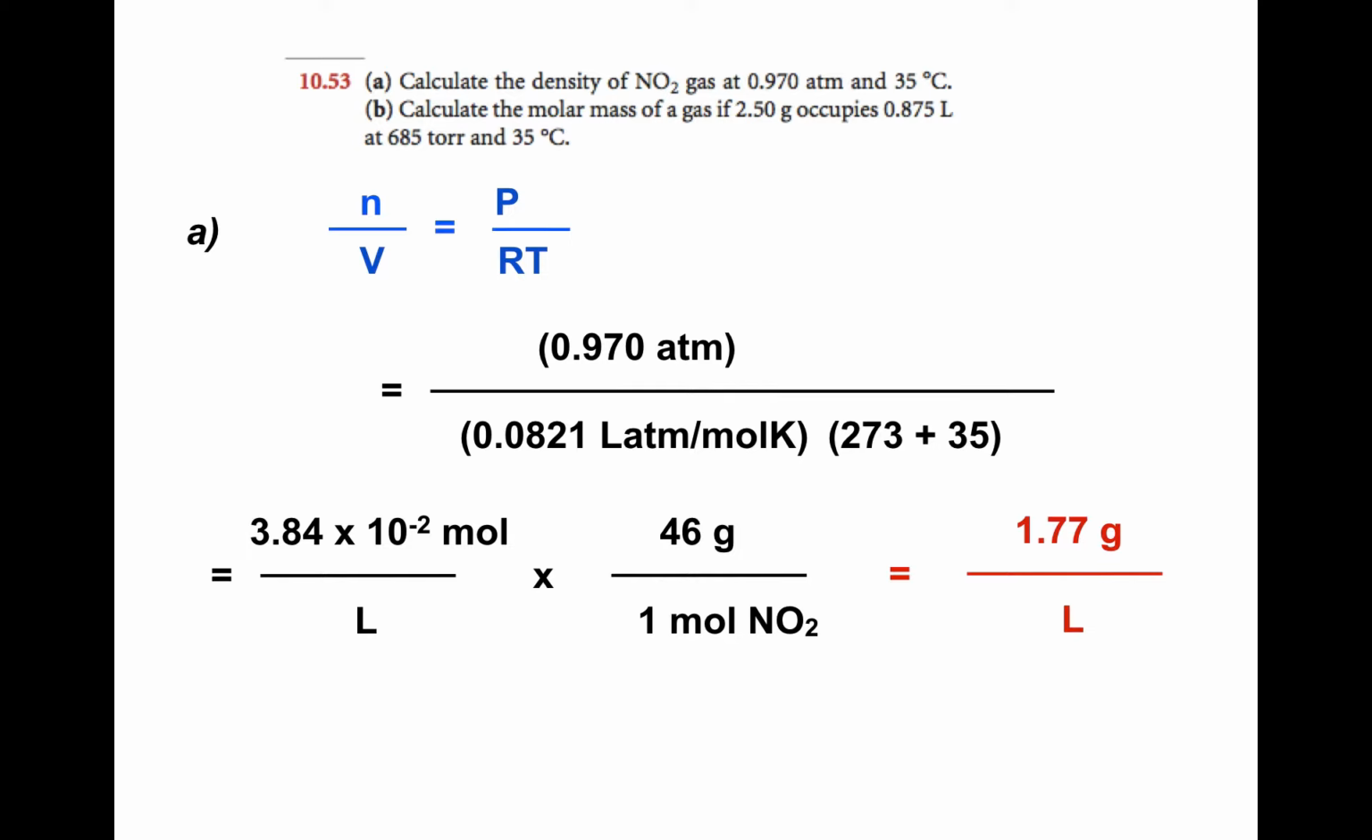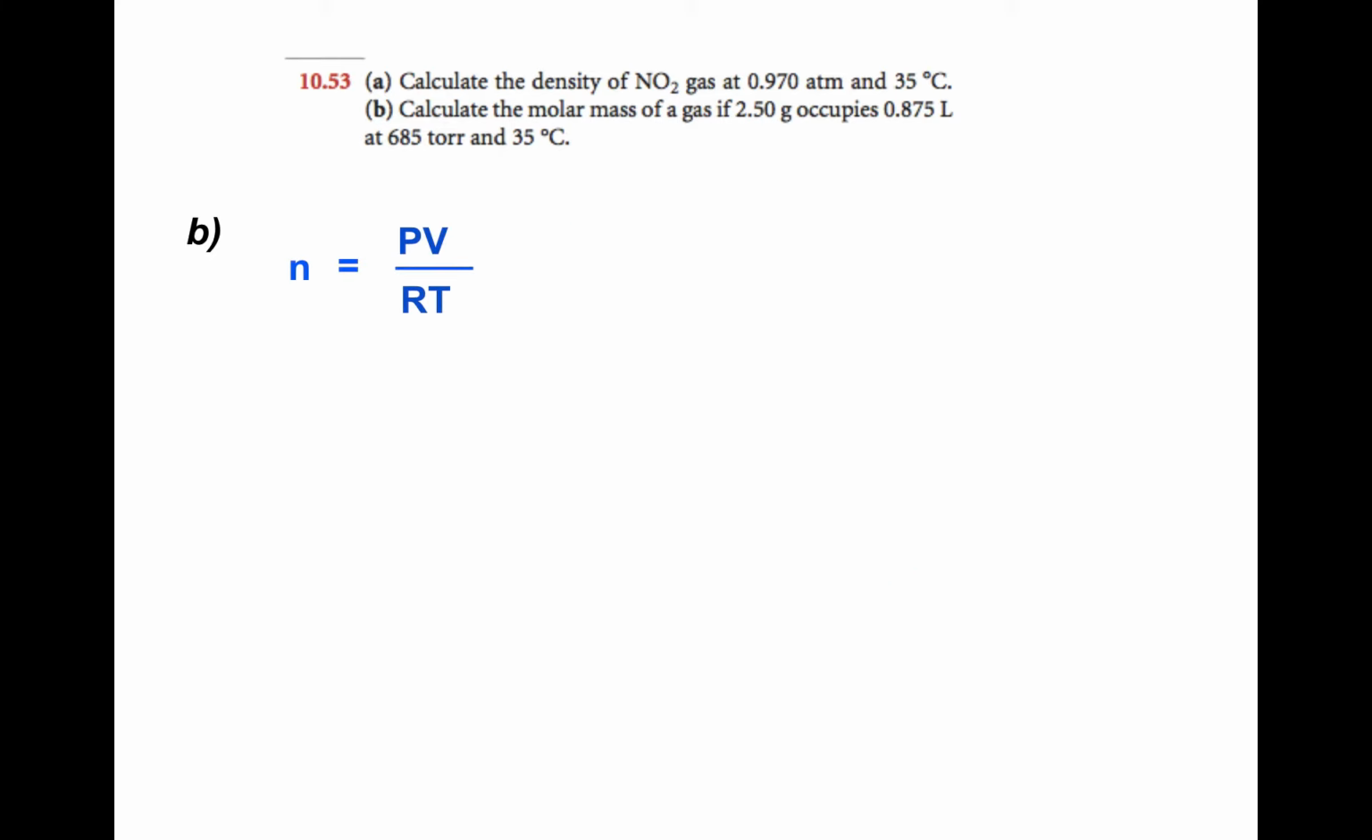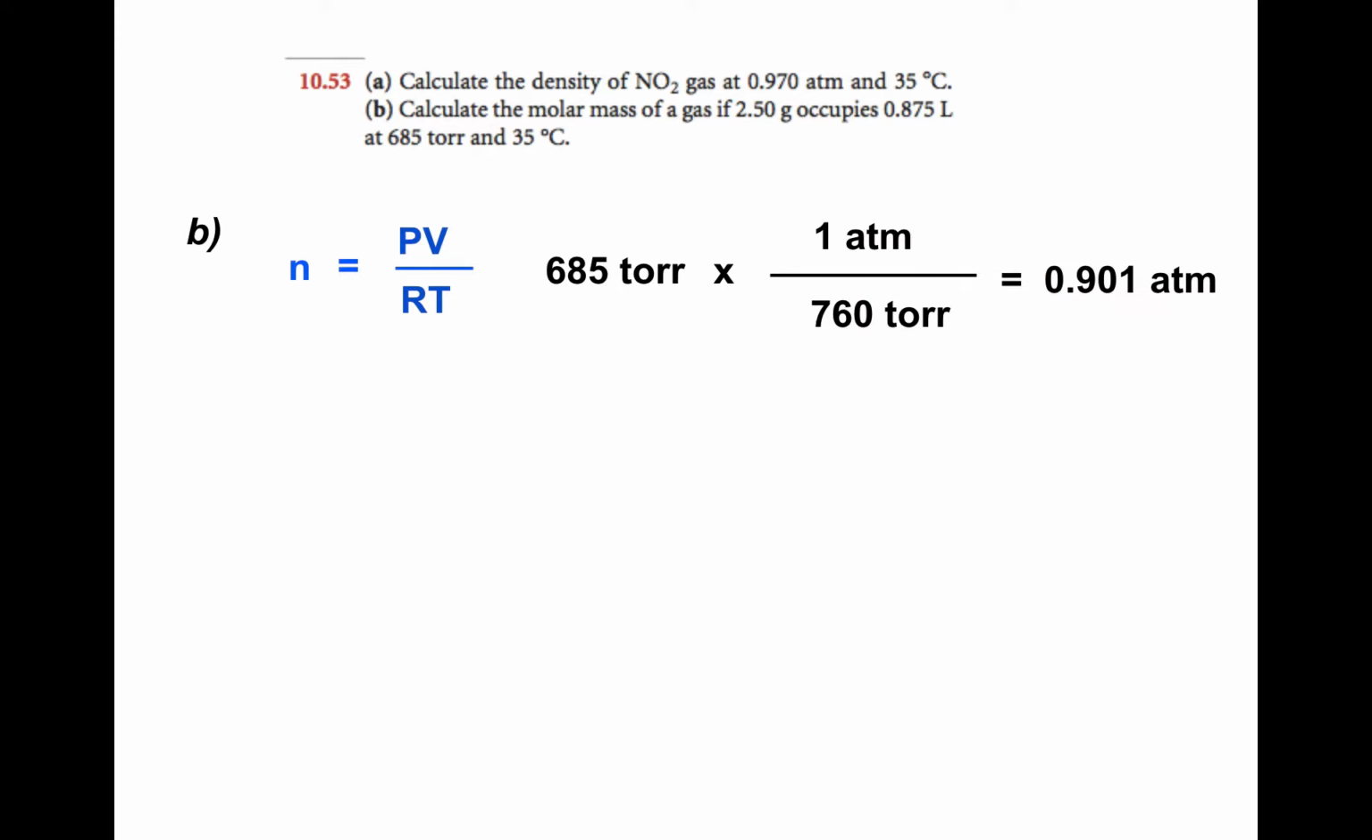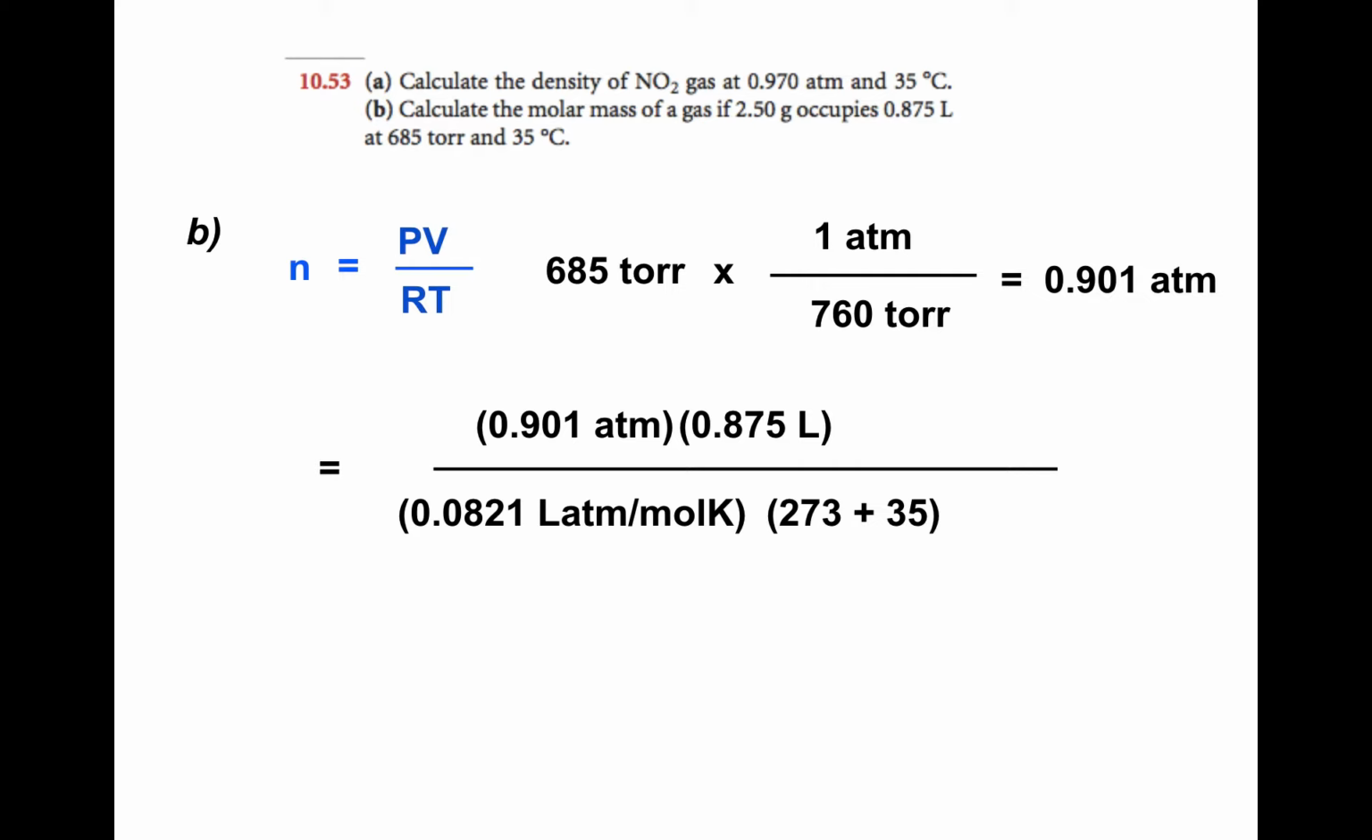Calculate the molar mass of a gas if I have 2.5 grams occupying a certain volume, 0.875 liters at a certain pressure and temperature. If I knew what the moles were, I could divide moles into grams and get the molar mass. So solve for moles. Plug in your volume in liters, your pressure in atmospheres, your temperature in Kelvin. Solve for moles. And then divide moles into how many grams, right? So 3.13 times 10 to the minus 2 moles per every 2.5 grams of gas. That's what they told you. So grams divided by moles gives me the molar mass of this gas, 80.2 grams per mole.